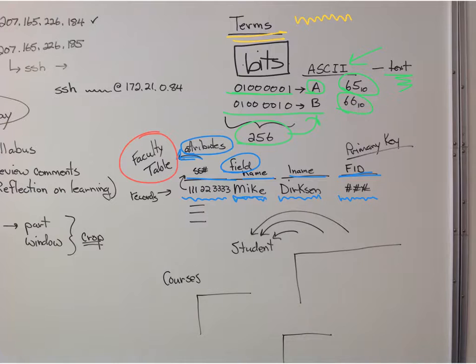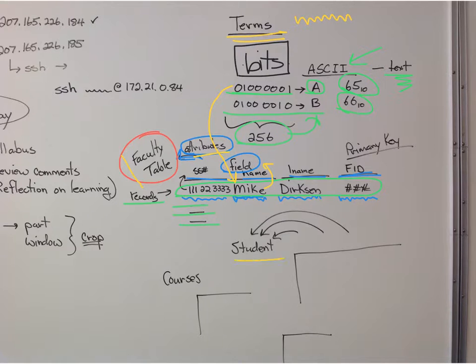And the faculty table can include records. So this would be a record about Mike Dirksen. And then we could have other records. So if you think about that a little bit, we go from bits to represent something, which is then categorized as a field or an attribute inside a table.